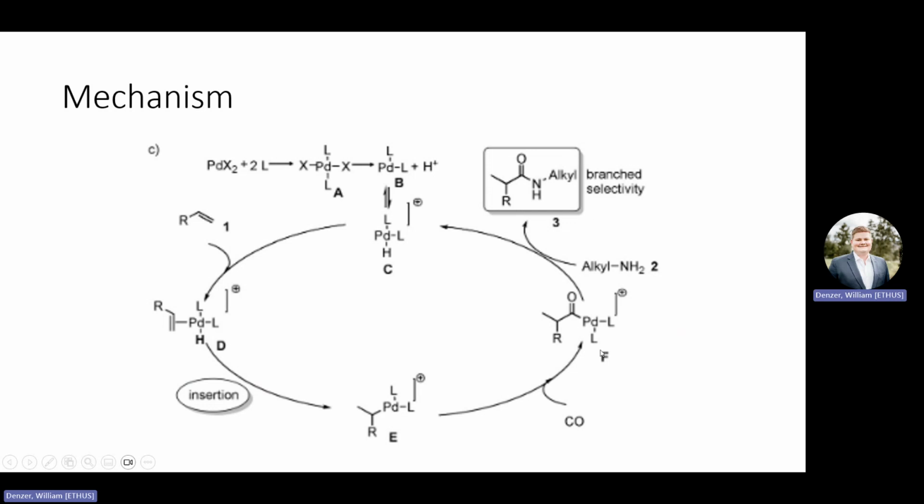We then regenerate our palladium with 2 ligands bonded to it, and once they find another proton, they are ready to start the reaction over again and catalyze another cycle. But what we end up with is an isobranched amide.